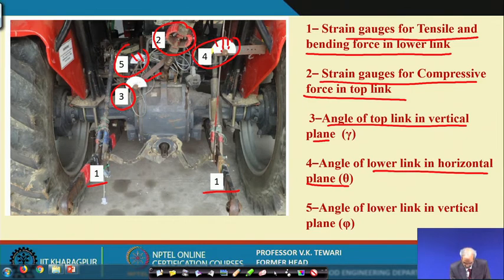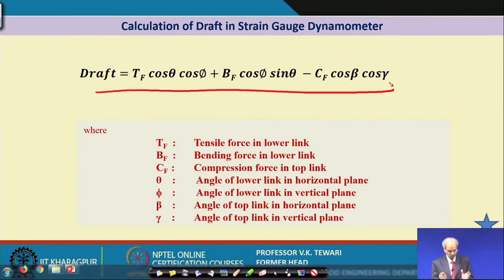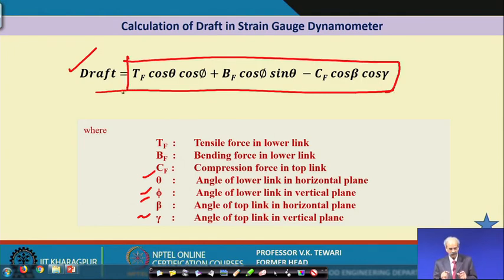Now, after this what do we do with this? Well, calculation of draft. Once you have got the details of the tensions and the forces, which are tensile forces and bending forces, and the angles, we get an equation like this. This is the equation which we get here, where all these parameters we talked of: the tensile force in the lower link, the bending force in the lower link, the compressive force in the top link, and the various angles which are here. Everything is taken into consideration, and the draft, which is the horizontal component in case of a 3-point linkage, is given by this. TF is the tensile force, BF is the bending force, and CF is the compressive force. Because the direction is different, this is negative, and that is why we have this plus this minus this.